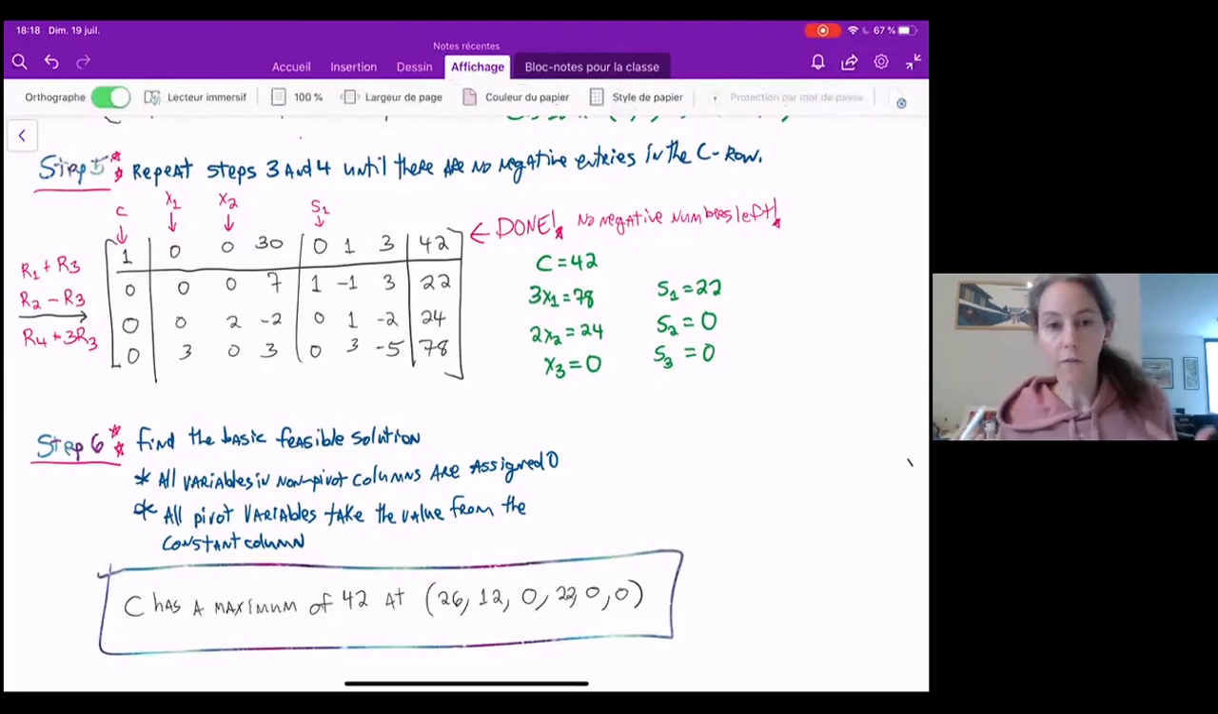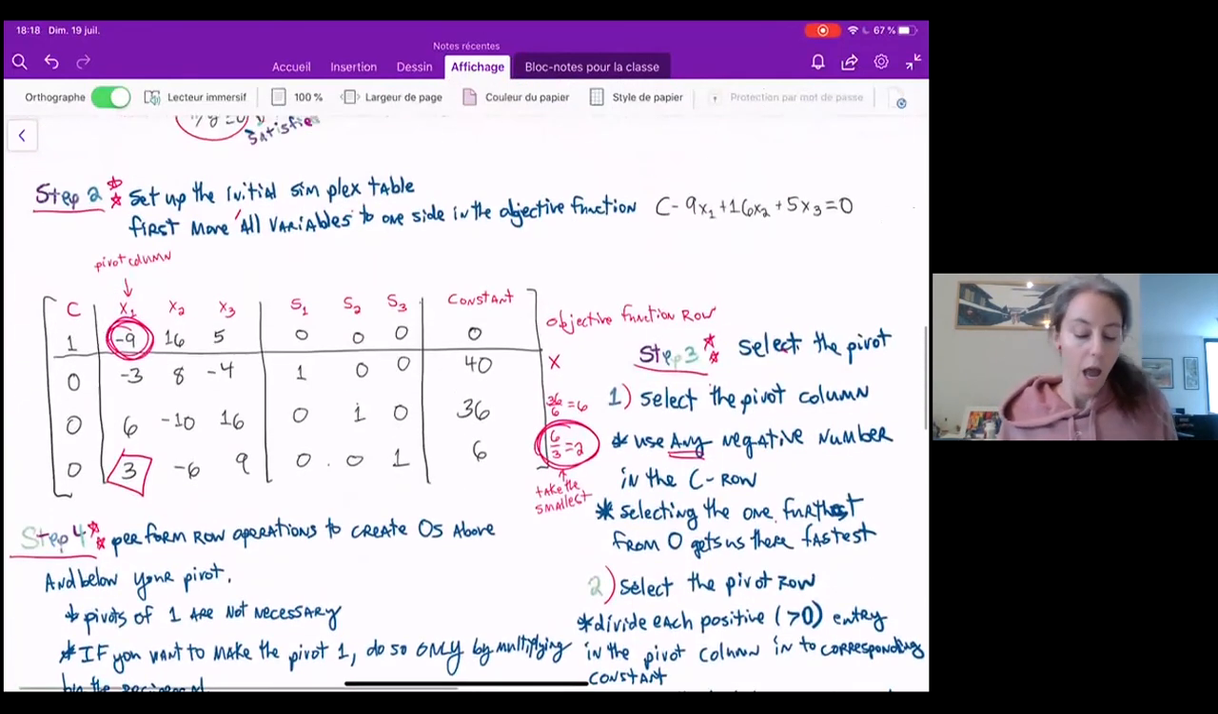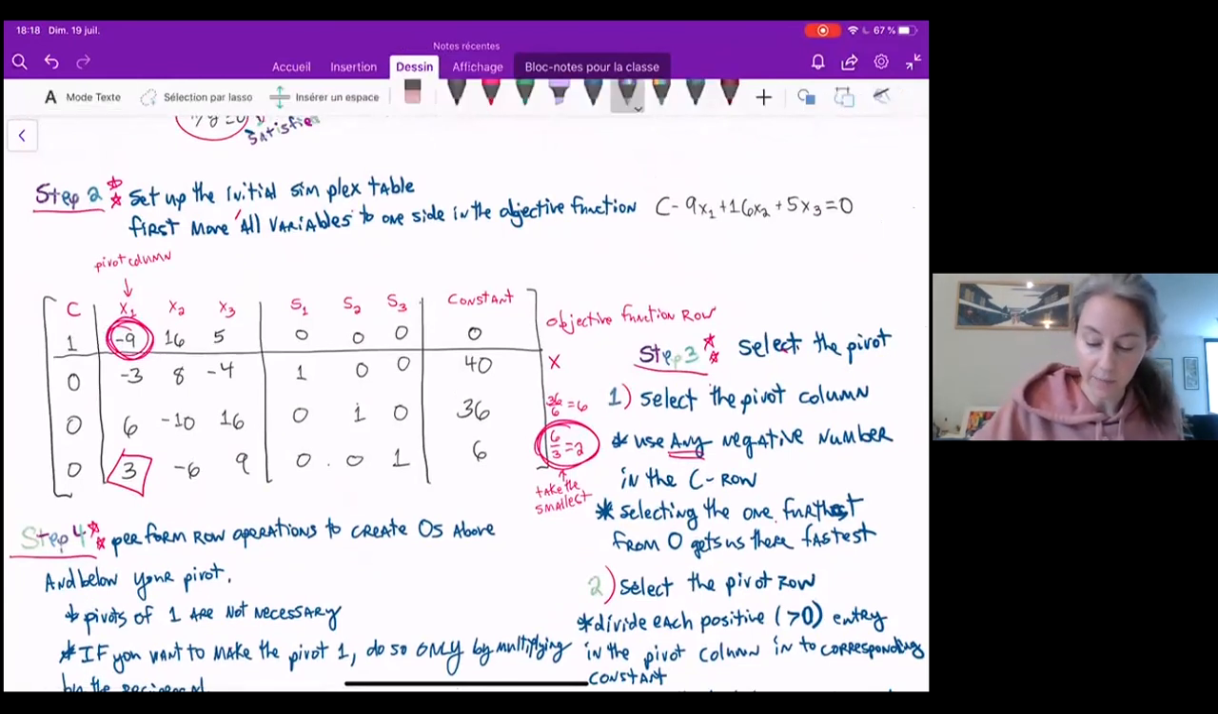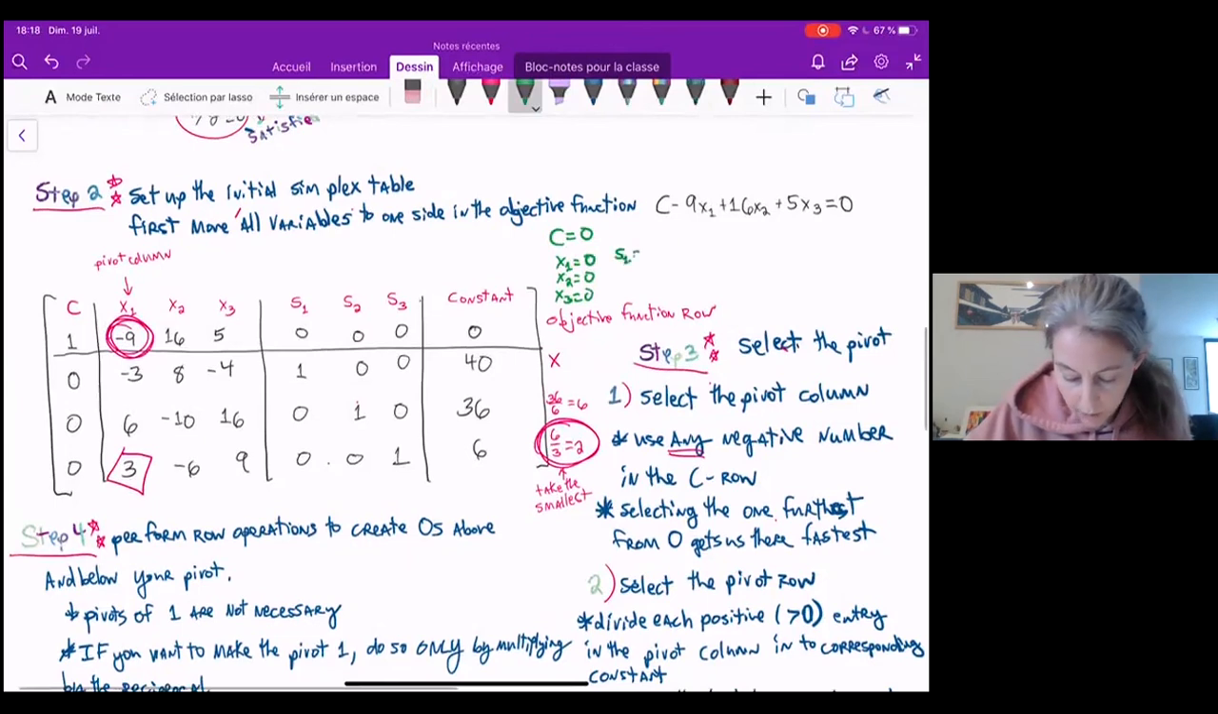So just to kind of go back to what we were thinking about in terms of graphical optimization, if I were to go back here and read this, this is like saying C equals 0. All of my original variables are also 0. So we're at that corner point 0, 0, 0, and at that point, the slack variables are literally making up all the difference. So S1 is 40, S2 is 36, and S3 is 6.